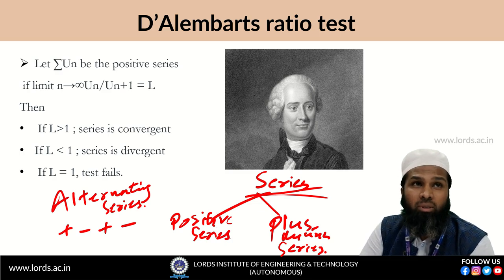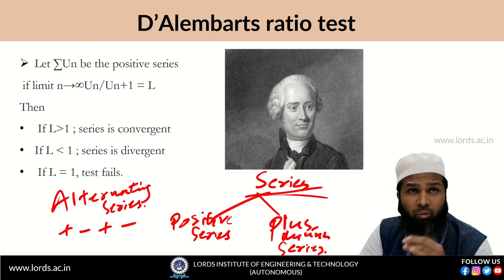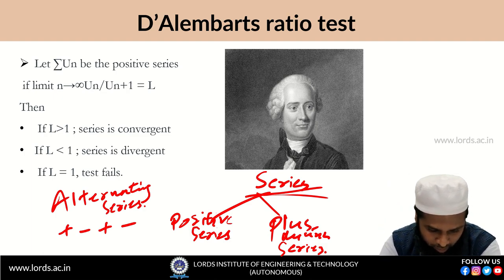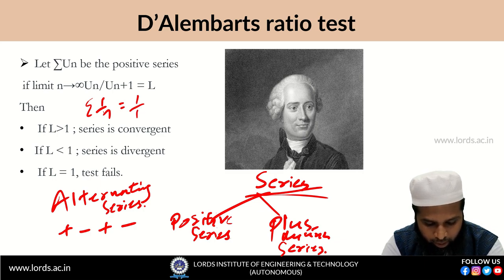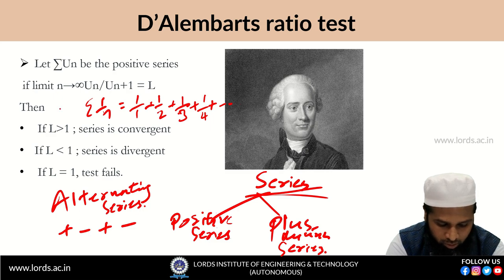So another way of writing it: a positive series is the series in which all the terms are positive. Now we want to know the nature of the positive series. For example, see this positive series I am writing here. Let summation be the positive series. I am writing an example: summation 1 by n. This is a positive series. In expanded form we can write 1 plus 1 by 2 plus 1 by 3 plus 1 by 4 and so on. Why is this positive? Because all the terms are positive. That's why it is called the positive series.